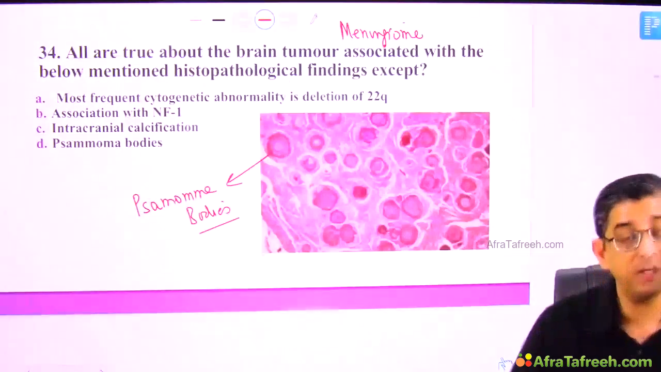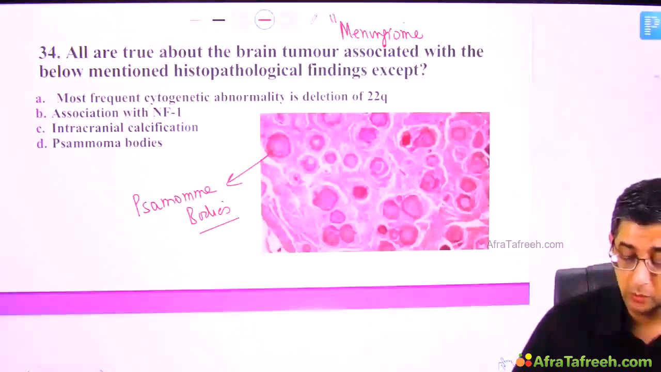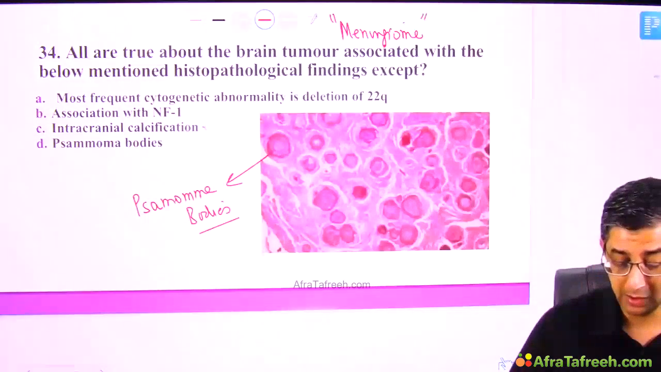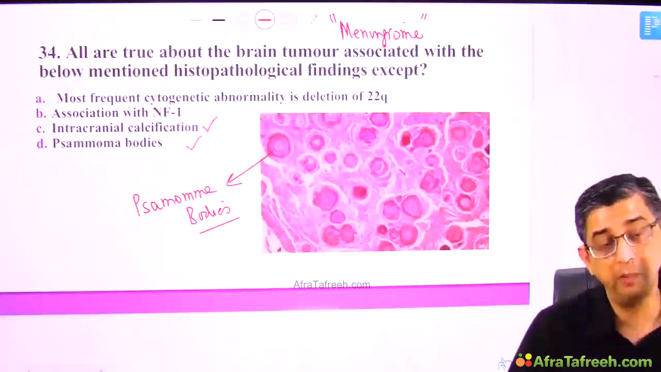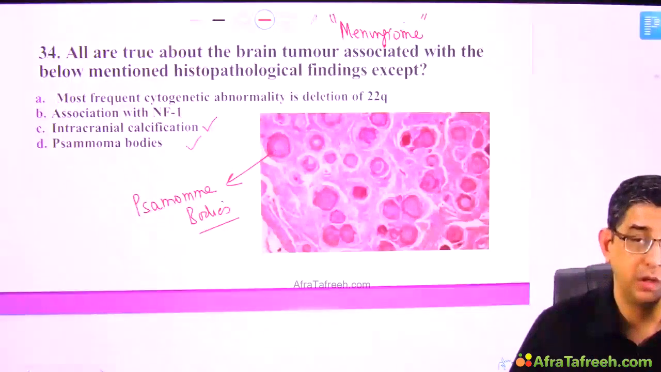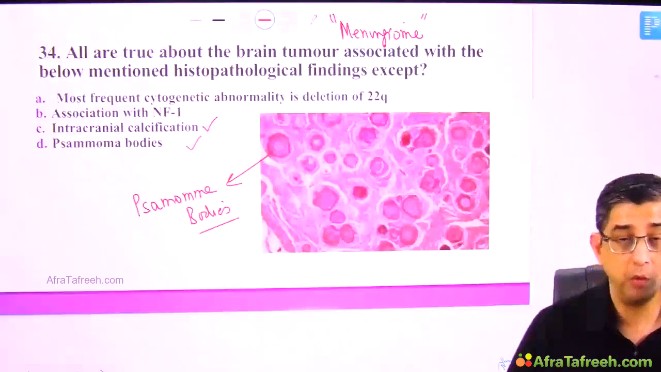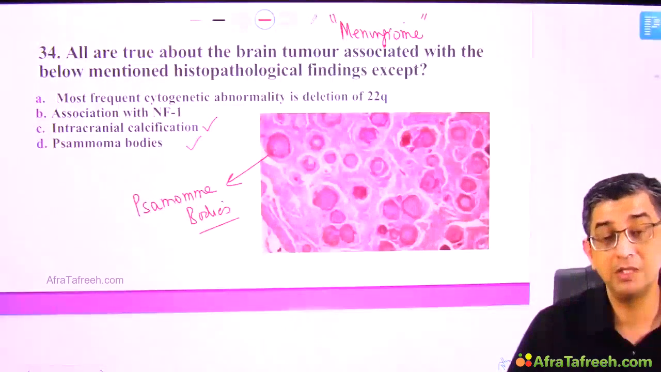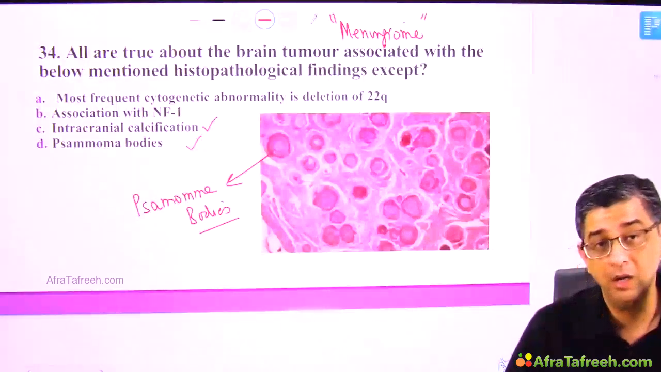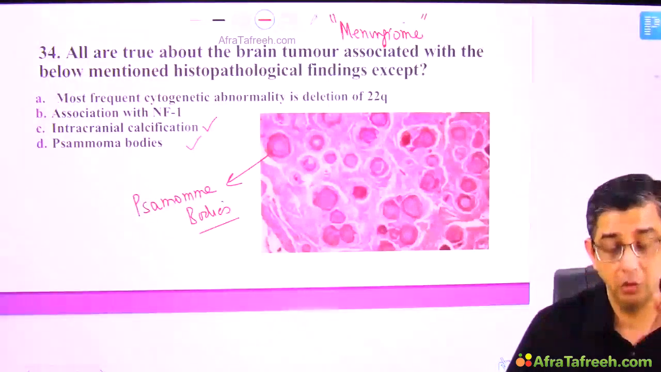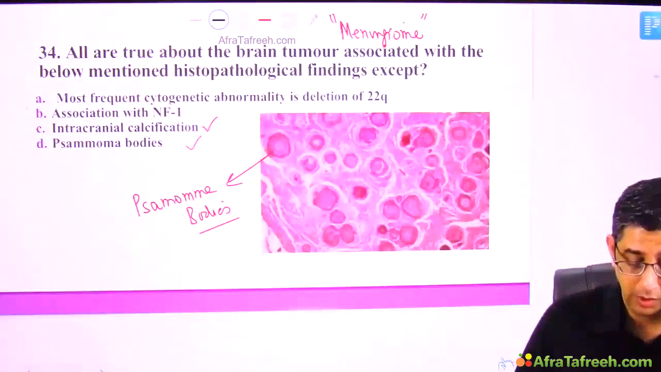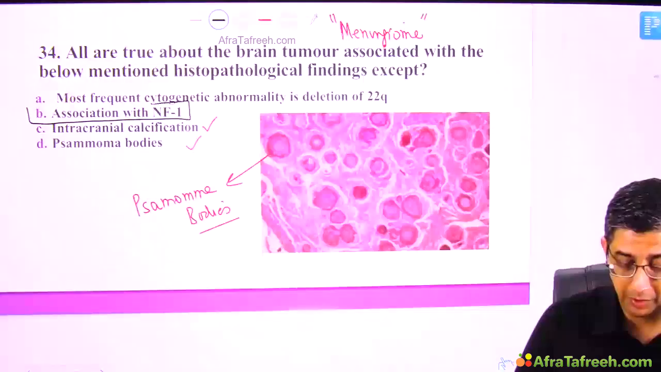C says intracranial calcification. This I know. Meningioma is a brain tumor that exhibits intracranial calcification. Psammoma bodies I've already picked up, so I have to select between A and B. I want you to remember that neurofibromatosis 1, von Recklinghausen disease, is related to optic glioma, whereas meningioma is associated with neurofibromatosis 2. The correct answer to this question is option number B.